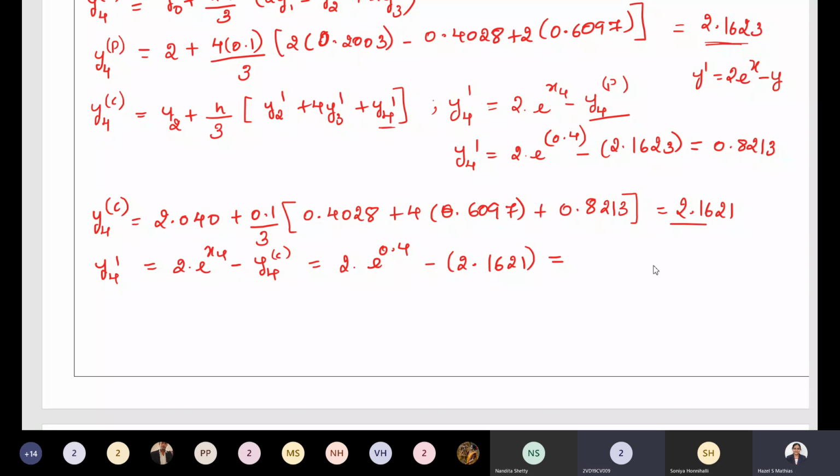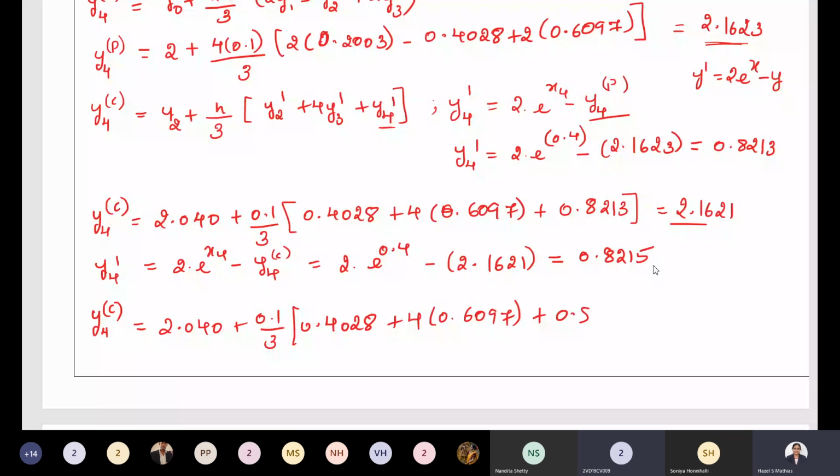2.1621. Tell me what is it? 0.8215, ma'am. Okay, 0.8215. Anybody, any other answer? Same answer, ma'am. Okay, then now apply the corrector formula. y4 power c is equal to y2, that is 0.040. All the values are same except y4 dash. So plus 0.1 divided by 3 into 0.4028 plus 4 times 0.6097 plus 0.8215. So what is it?